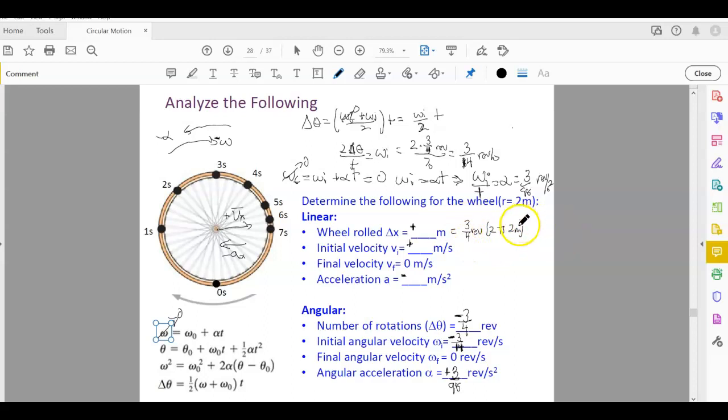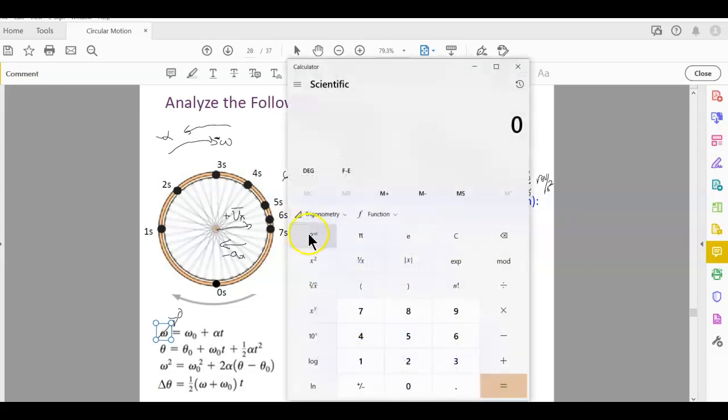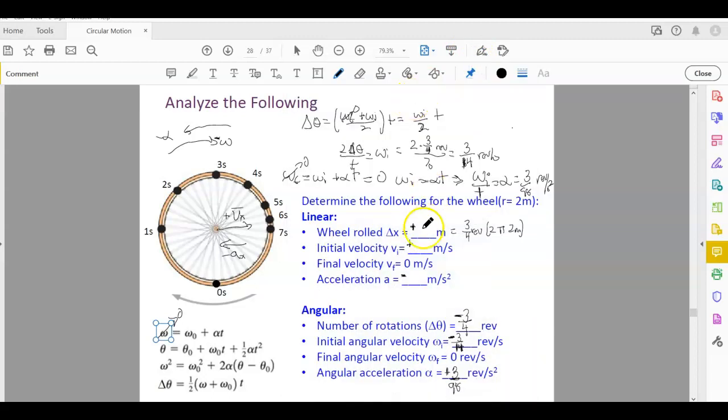3/4. 2 times 2 is going to be 4, divided by 4 is 1. So 3 times pi. So what is that? 3 times, where's the little pi icon? Right there. Equals 9.42. So this is going to be 9.42 meters as the wheel moves to the right.